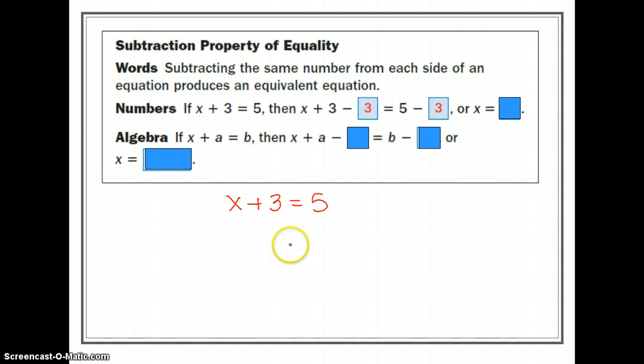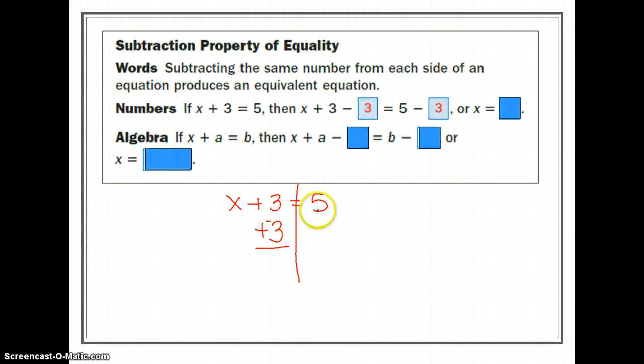So here's the problem, x plus 3 equals 5. You can see that we are adding 3, so we need to subtract 3. I also am going to slightly change how they say things, because we know that subtraction is actually just adding the opposite. So because we are adding a positive 3 to the x, let's add a negative 3 to this side of the equation.